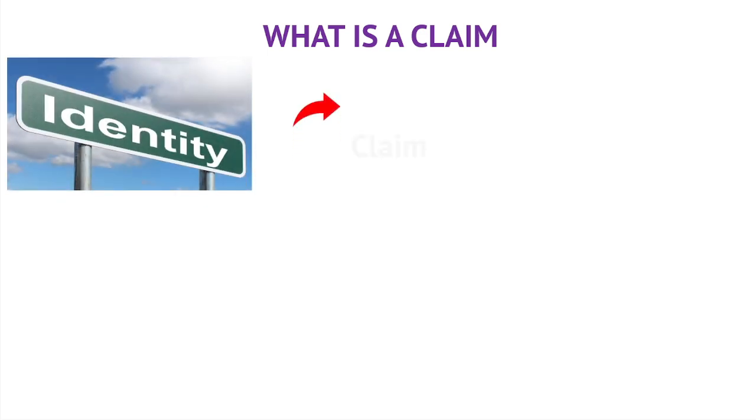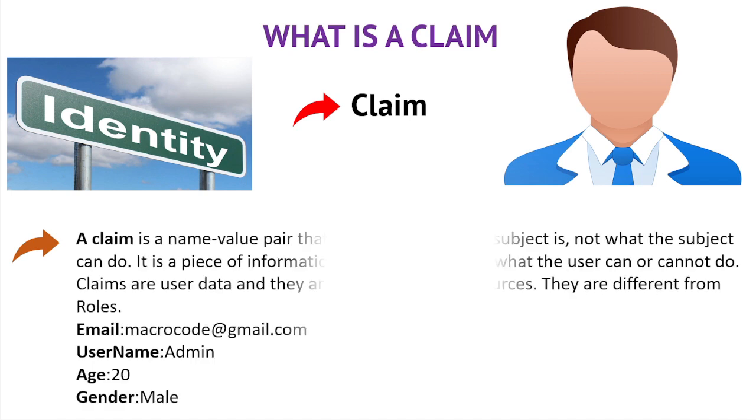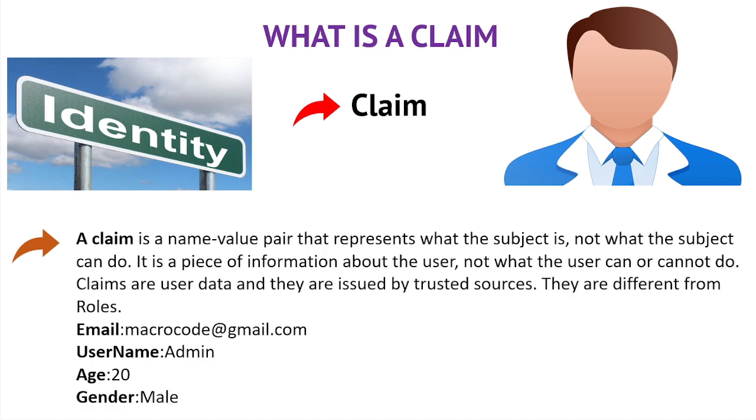In ASP.NET Core Identity, we need to understand a claim so that this makes sense. We've said a claim is a name-value pair that represents what the subject is, not what the subject can do. It is a piece of information about the user, not what the user can or cannot do. So claims are user data and they are issued by trusted sources. They are different from roles.